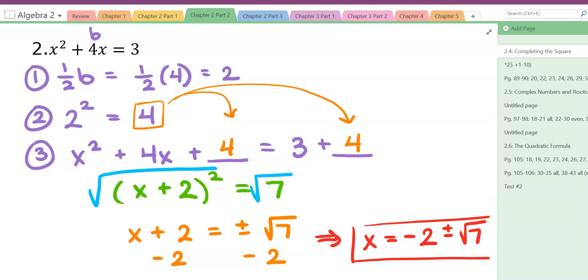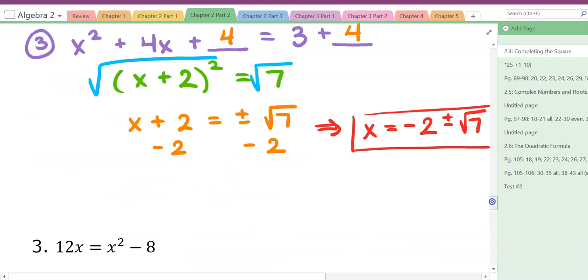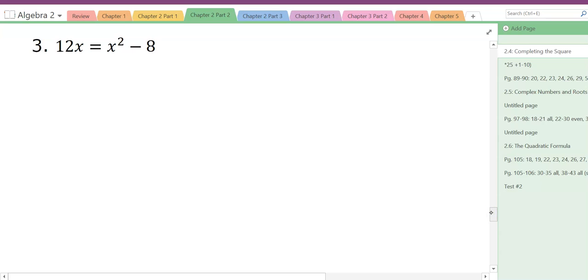Let's look at another one together. If you guys turn your page over. So for this one, to get it started, we have to rewrite it a little bit first, because you want your x squared and your x term to be on the same side of the equal sign, and then your number, you can have it be on the other side.